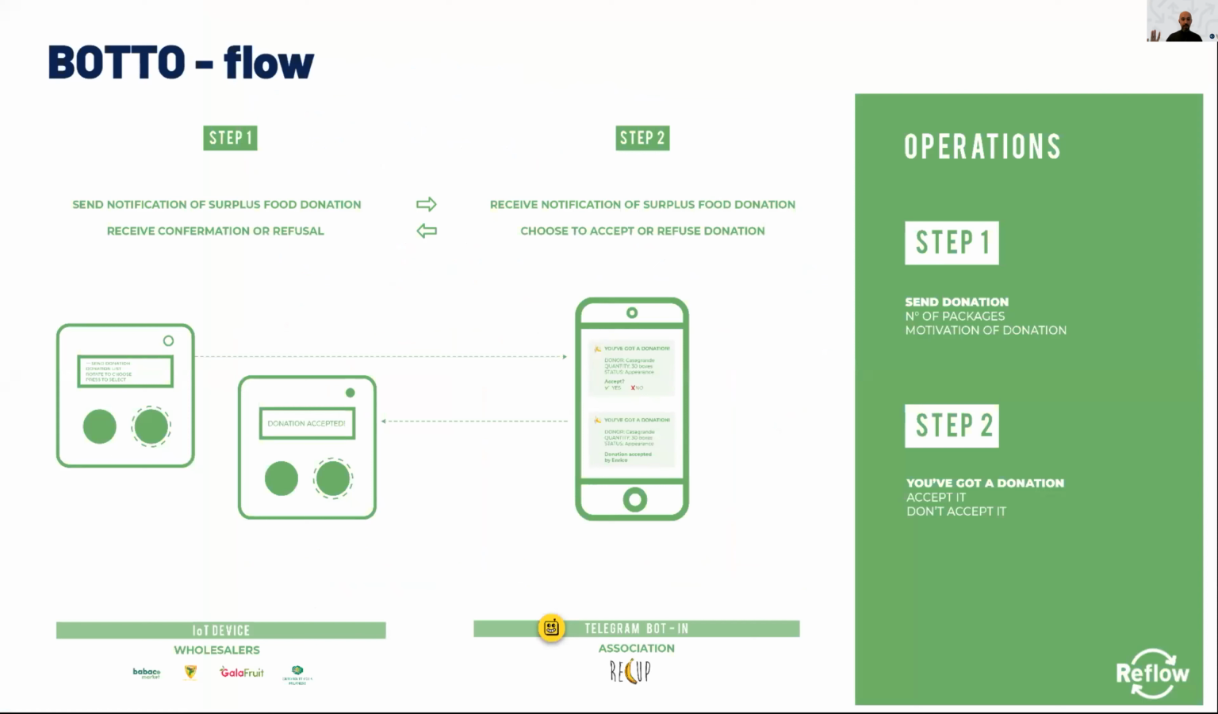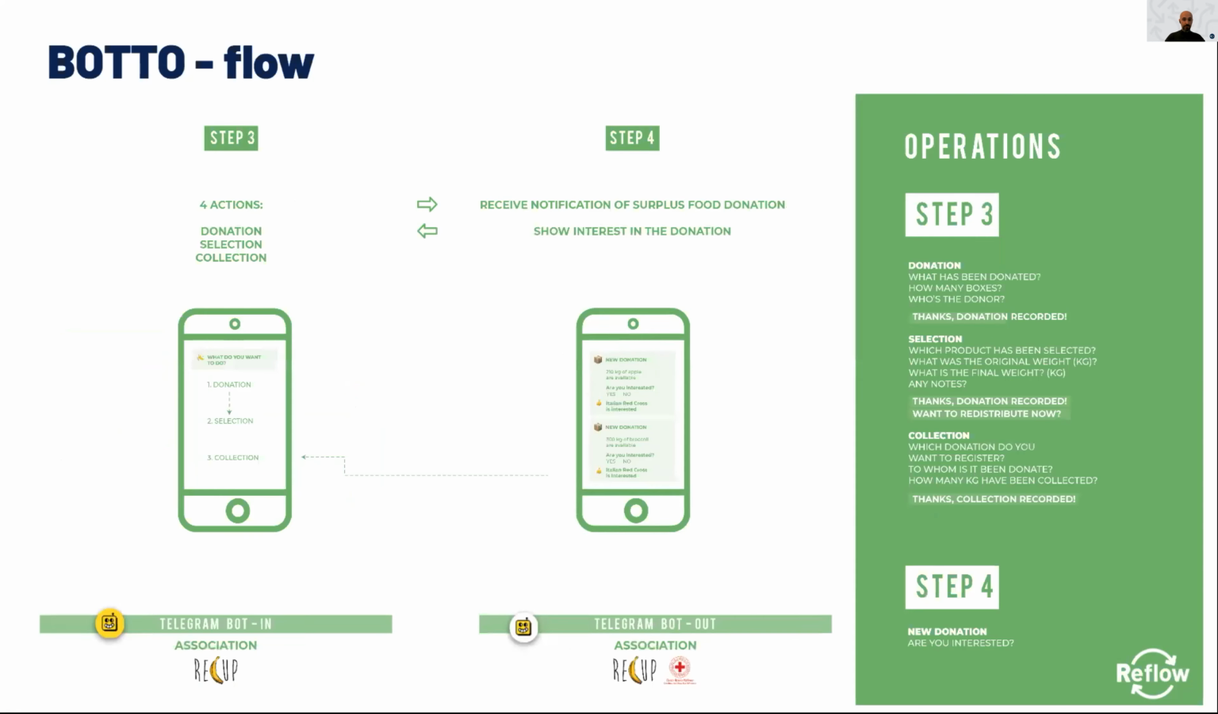So just to simplify the process and understand exactly what happens, the first step is the wholesalers that can signal a donation. The message gets to the first bot. I can accept it or reject it. It's important to give the possibility to reject it because of the time. Wholesalers are always in a hurry and they need an answer within 30 minutes. Otherwise, it's easier for them to just dispose of what they can't sell.